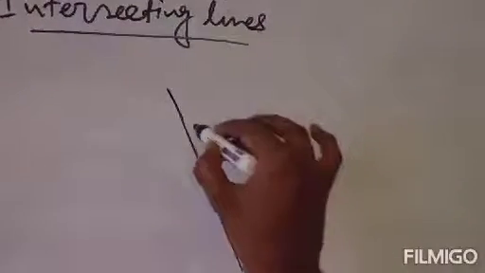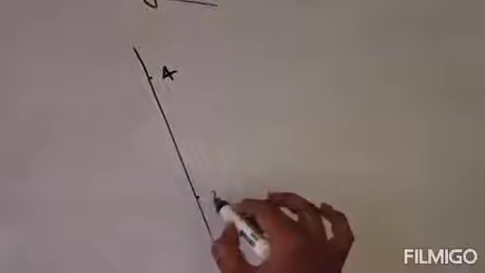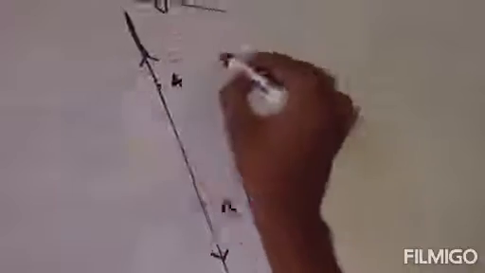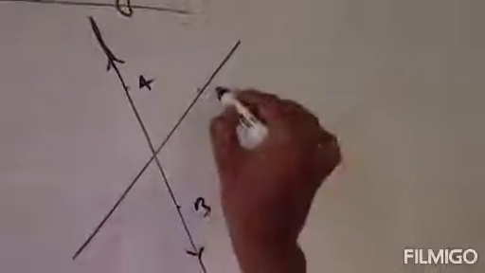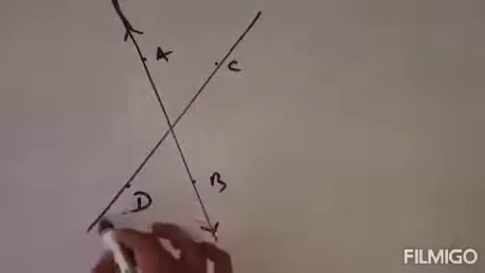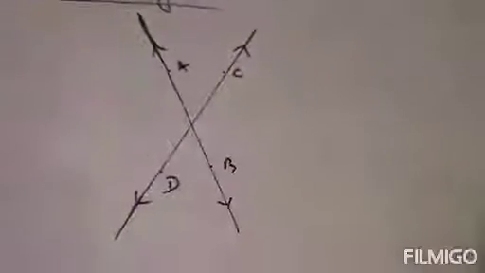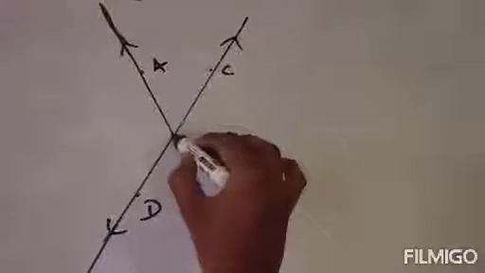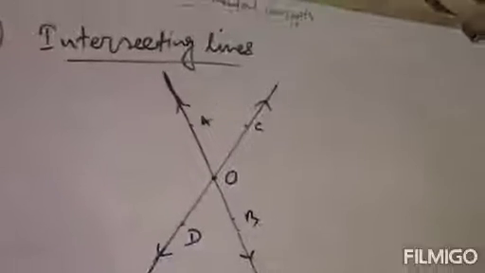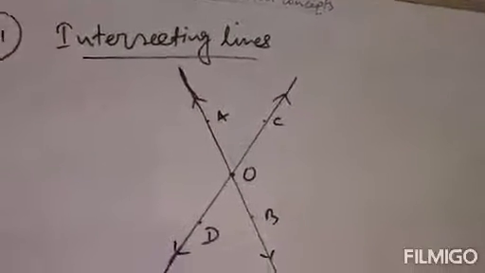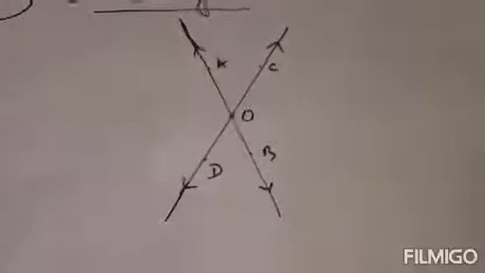Here A is a point and B is a point here. These are two straight lines. Suppose this is one straight line and there is another straight line. Suppose it is a point C and it is a point D. This is another straight line. So these two straight lines intersect at this point. Suppose this is point O. So these two lines are said to be intersecting lines because these two lines are not parallel.